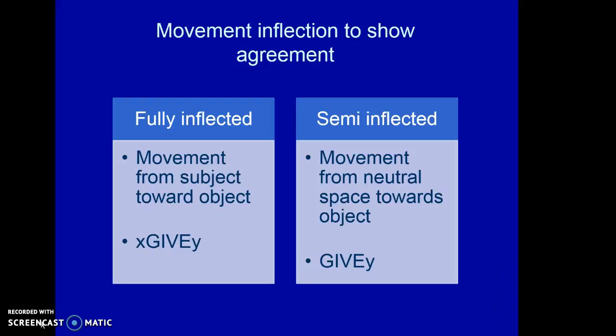If I say the teacher gives you, and I haven't set the teacher up in space, then the teacher starts in neutral space, gives you. I won't start it from me to you because I'm not the teacher, or from over there because I maybe haven't chosen to set the teacher up on either side. So it's just semi-inflected. It still moves toward whoever the object is, but it doesn't start at the subject.